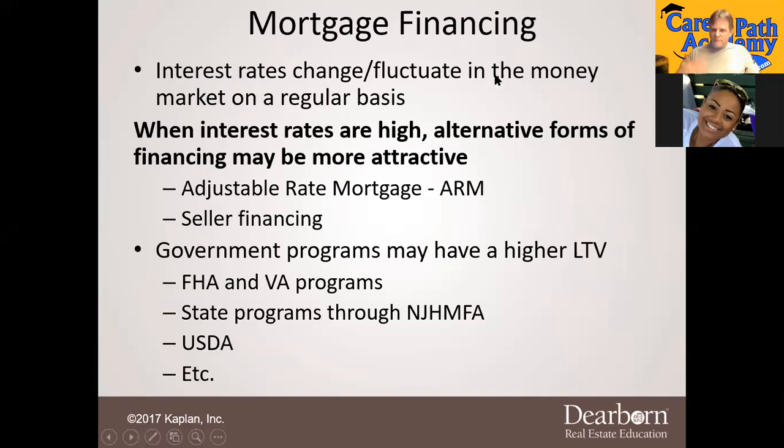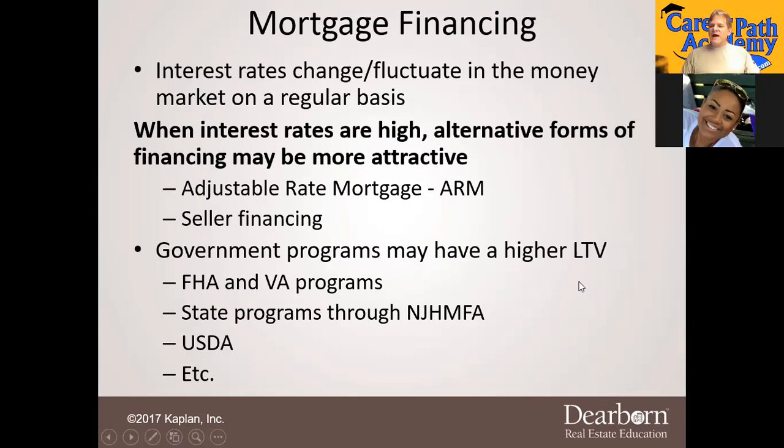Interest rates fluctuate as the money becomes available or unavailable. So when interest rates are high, alternative forms of financing may be more attractive to a buyer. Adjustable rate mortgages, for example, would allow a lower monthly payment because it shifts that risk or reward from changing interest rates from the lender onto the borrower. Seller financing also becomes attractive in times when the banks aren't lending, right? That may be an attractive option to a buyer when it's hard to get a loan because the banks just aren't lending.